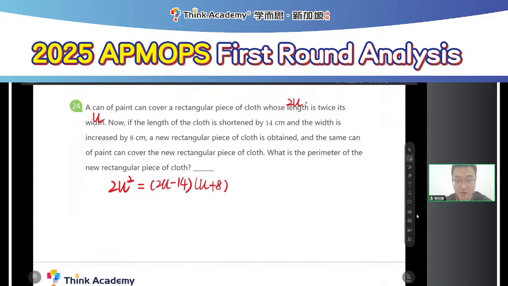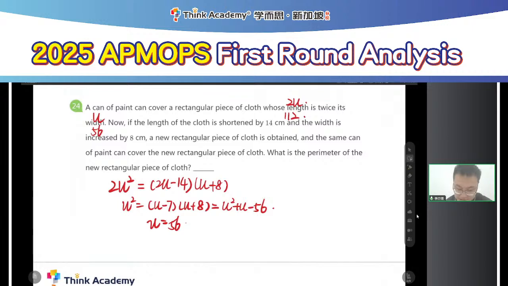Then we solve for u. So don't be afraid. You see that u times u, you can cancel it out anyway. You open the bracket, or maybe you cancel out 2 first. So u squared equals u minus 7 times u plus 8, which equals u squared plus u minus 56. And that's quite obvious that u equals 56. Now if u equals 56, the original one is 112 and 56.